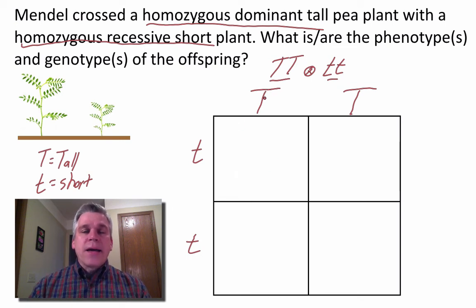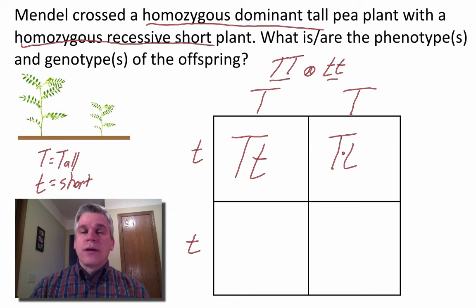Now in the box I'm going to show the combination of alleles. So this is going to show me 4 possible outcomes from this cross. So I will bring the dominant T down and the lowercase t over. And now I have one possible outcome. I'm going to do the same thing in this box.